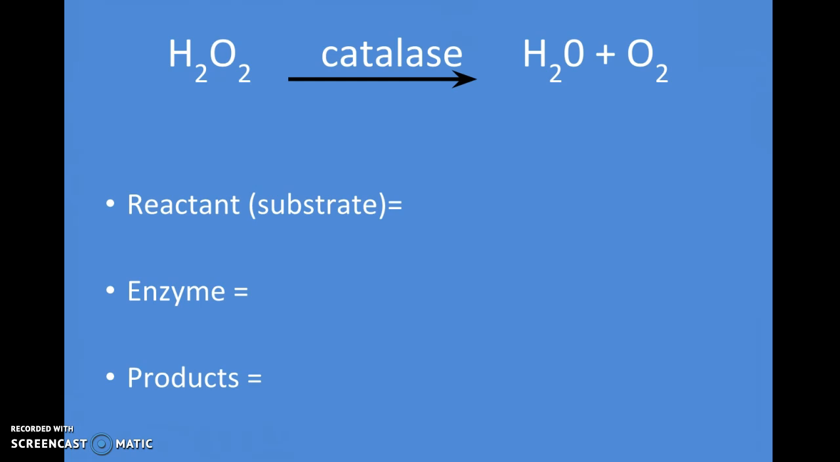Catalase is an enzyme that breaks down hydrogen peroxide, that's the substrate, into water and oxygen. And most cells make hydrogen peroxide as a waste product. It's highly reactive, though, and toxic to cells, so most cells also have catalase to break it down into innocuous water and oxygen. You may have put hydrogen peroxide on a cut before and noticed that it bubbles, so you can see the oxygen coming out.